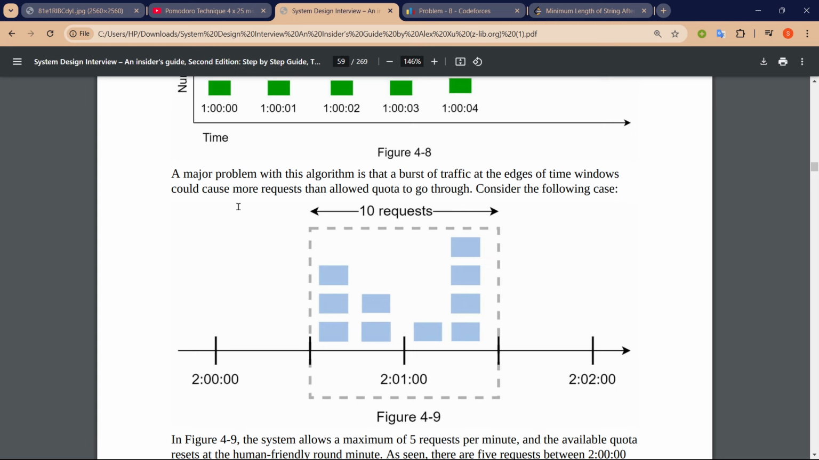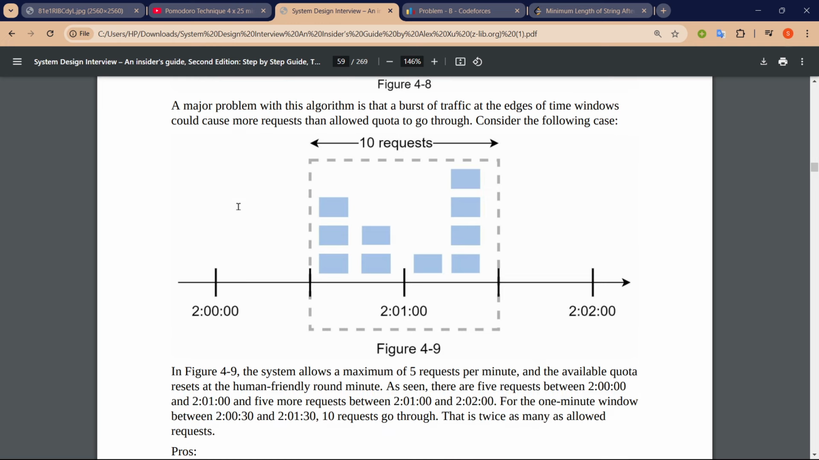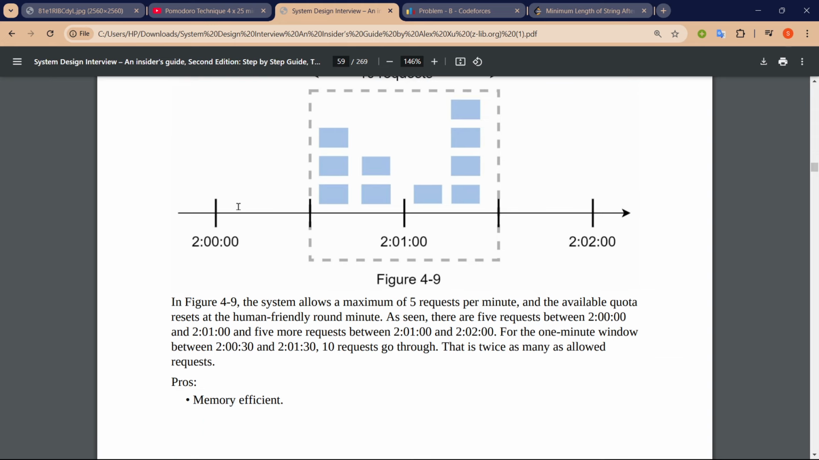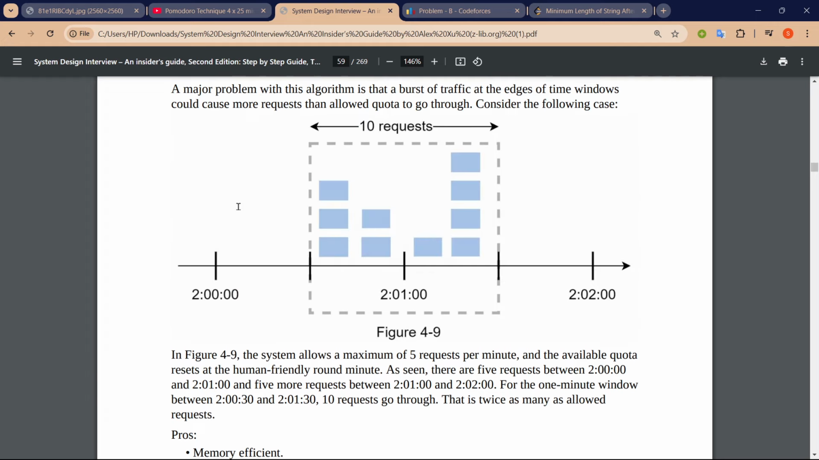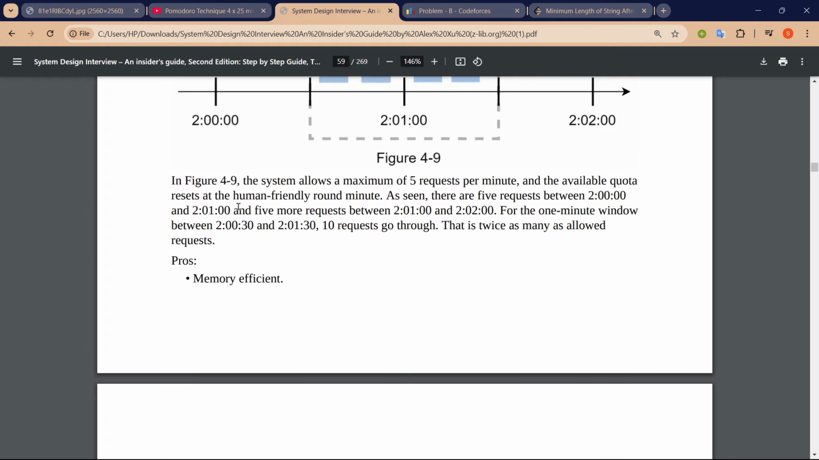A major problem with this algorithm is that a burst of traffic at the edges of time windows causes more requests than the allowed quota to go through. Consider the following case. In figure 4.9, the system allows a maximum of 5 requests per minute, and the available quota resets at the human-friendly round minute. As seen, there are 5 requests between 2:00 and 2:01 and 5 more requests between 2:01 and 2:02. For the 1 minute time window between 2:30 and 3:30, 10 requests go through. This is twice as many as allowed. Damn, this is like a bypass or something, huh?